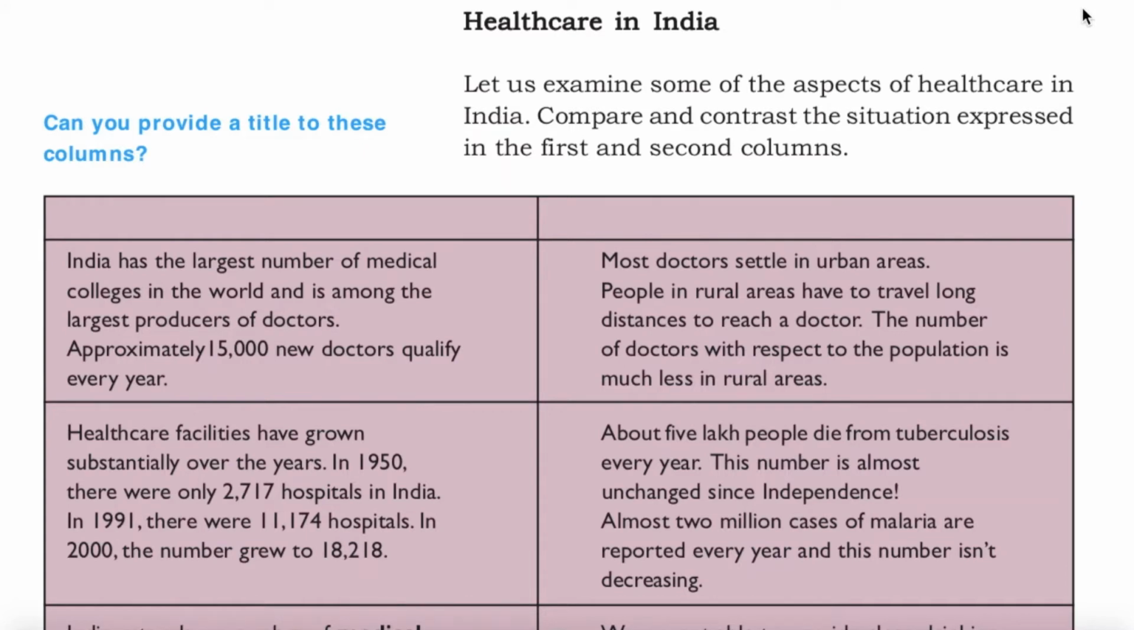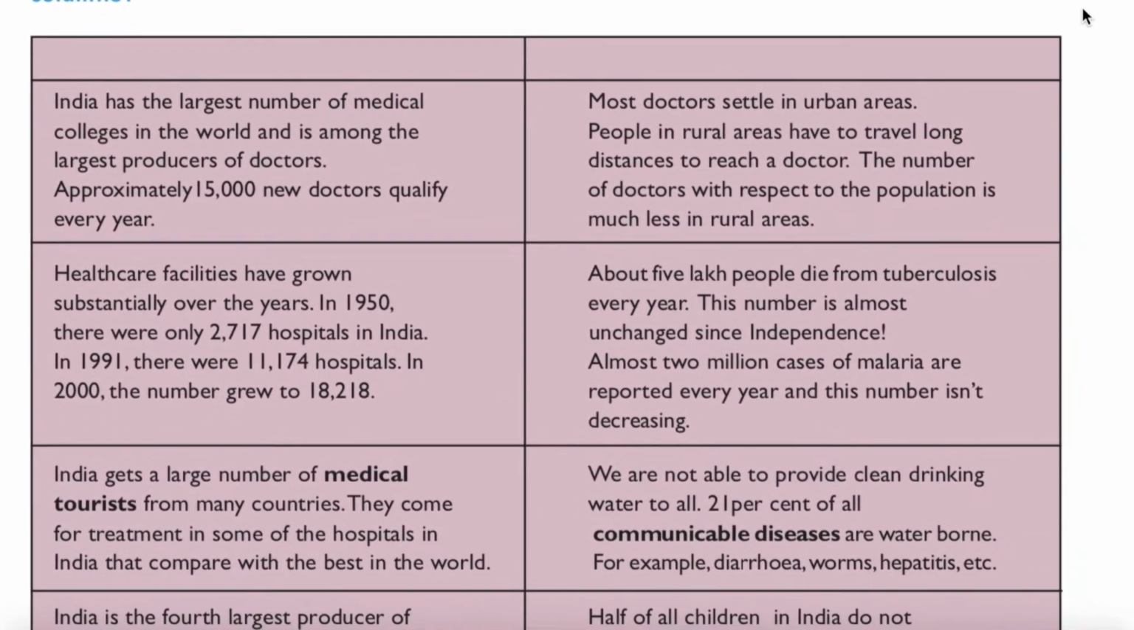Healthcare in India. Let us examine some of the aspects of healthcare in India. Compare and contrast the situation expressed in the first and second columns. India has the largest number of medical colleges in the world and is among the largest producers of doctors. Approximately 15,000 new doctors qualify every year. Most doctors settle in urban areas. People in rural areas have to travel long distances to reach a doctor. The number of doctors with respect to the population is much less in rural areas.